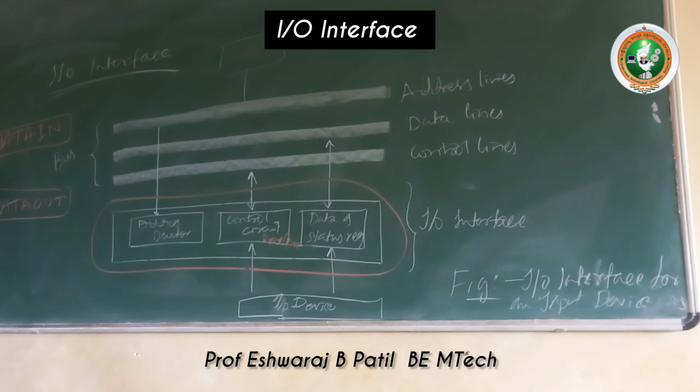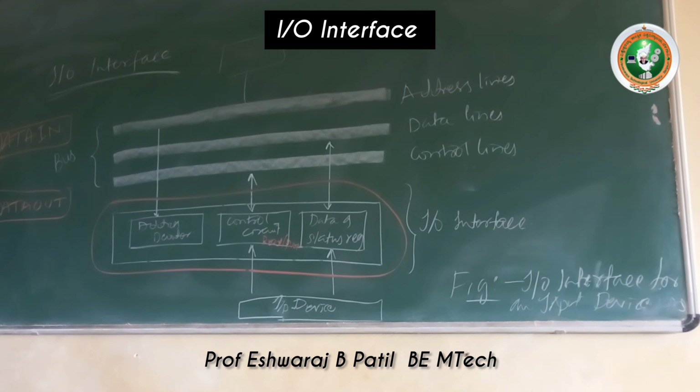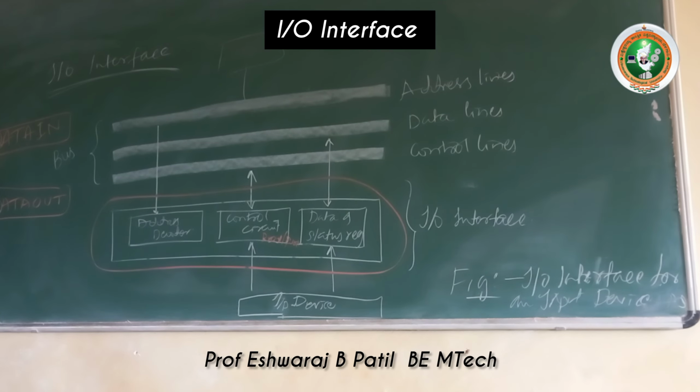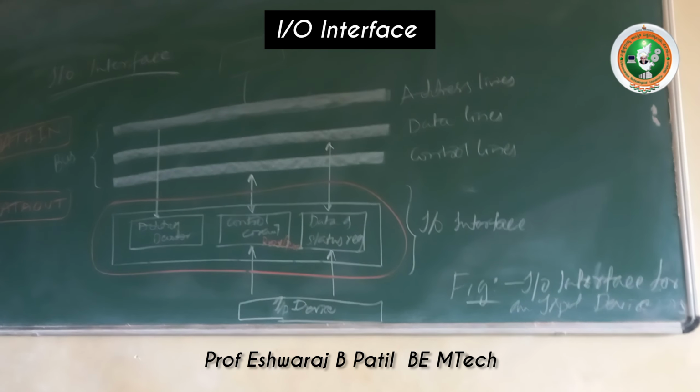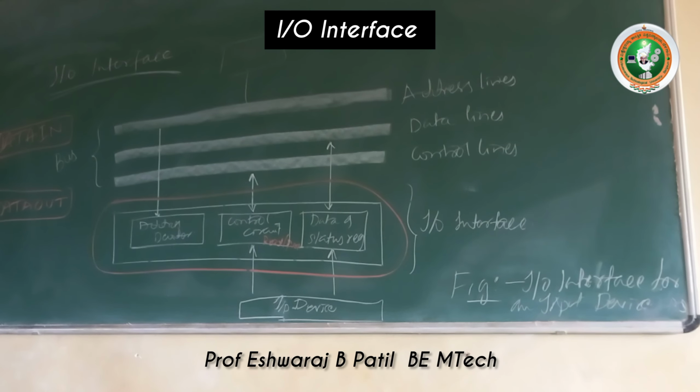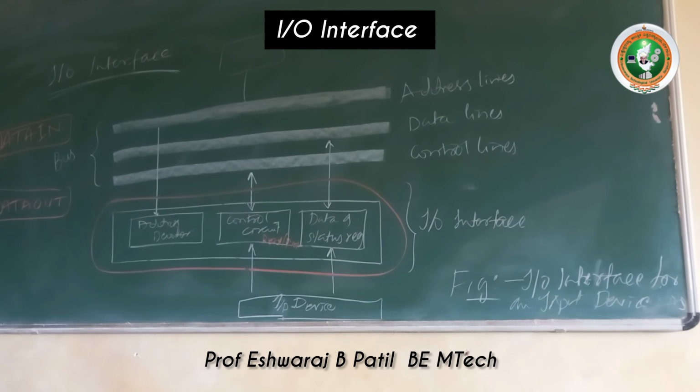This is the data in register, this is the data out register. The data in register is present in the input devices. It is used for the communication between the processor and the input devices. This is the virtual register. Similarly, if you want to communicate with the output devices, we have one more register called the data out register. This is present in the output devices, to communicate between the processor and the output devices.